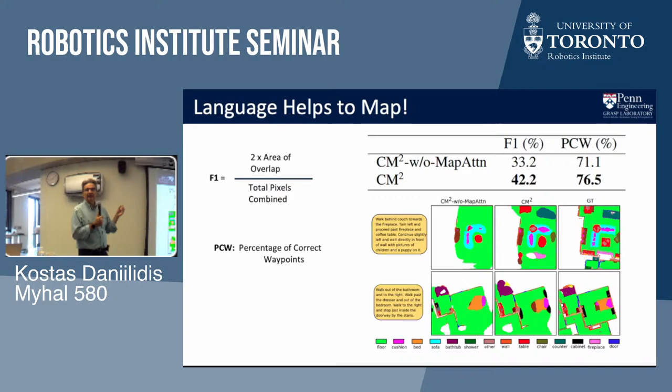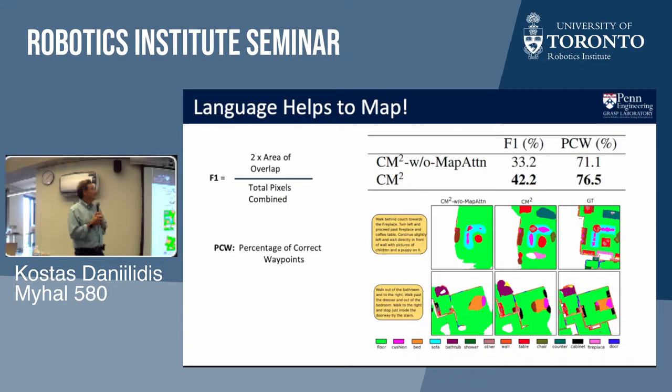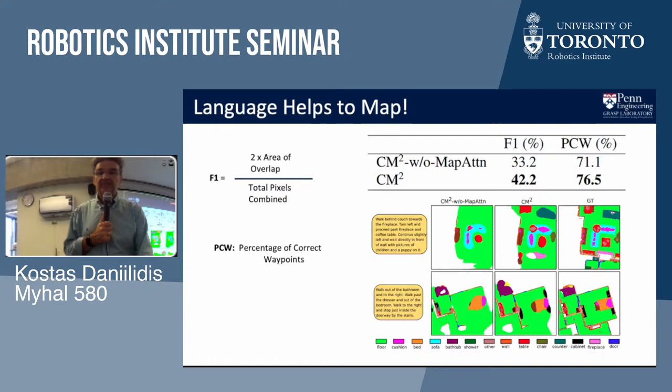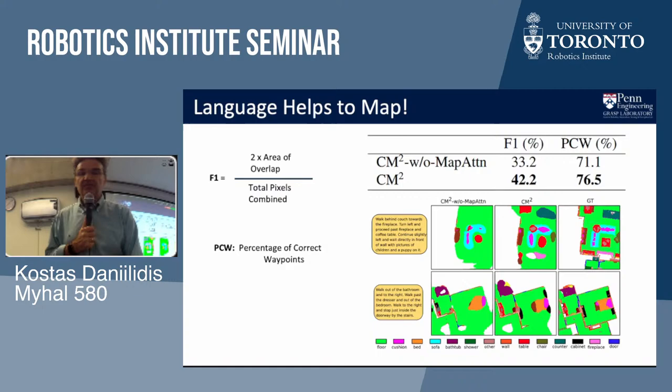And the first ablation we did was really to run the full cross-modal vision language navigation without the map attention, where we used both like cross-modal for creating the map. And we already see that this plays a big role: when we don't use the map attention, it goes down to 33%.